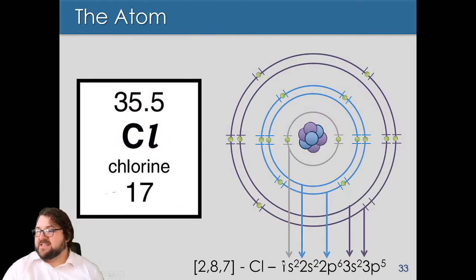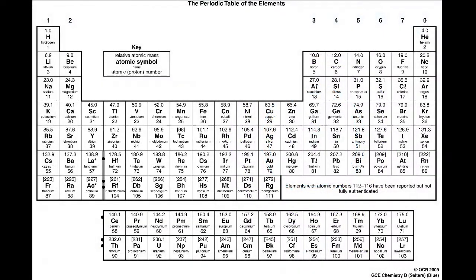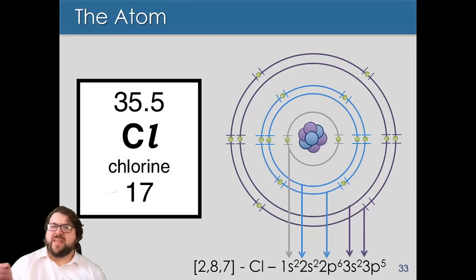So that's the structure that we got down there, 1s2 and so on, 3p5. Now, chlorine is right next to an element that we know is relatively stable. So we pop back to the periodic table. Chlorine is next to argon. So the electronic configuration of argon is unreactive.